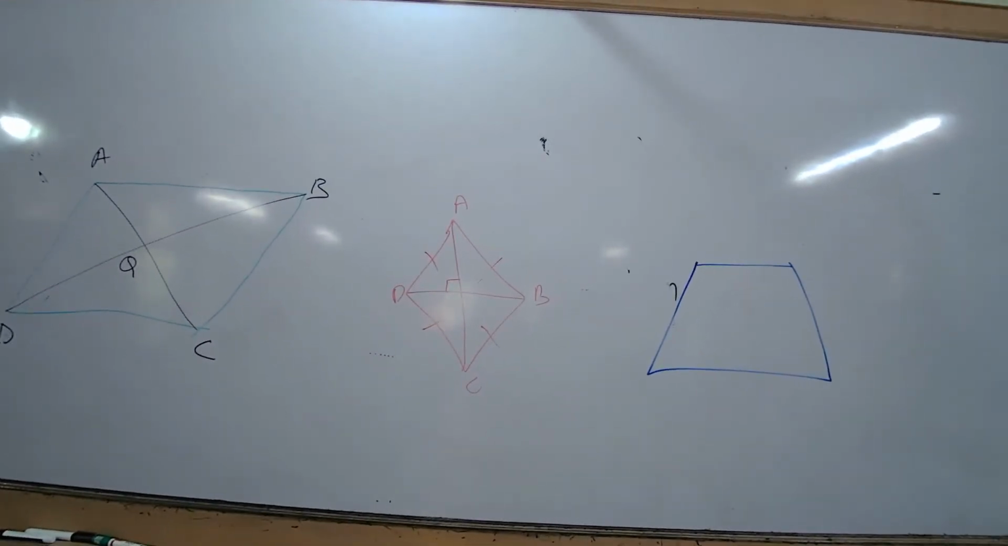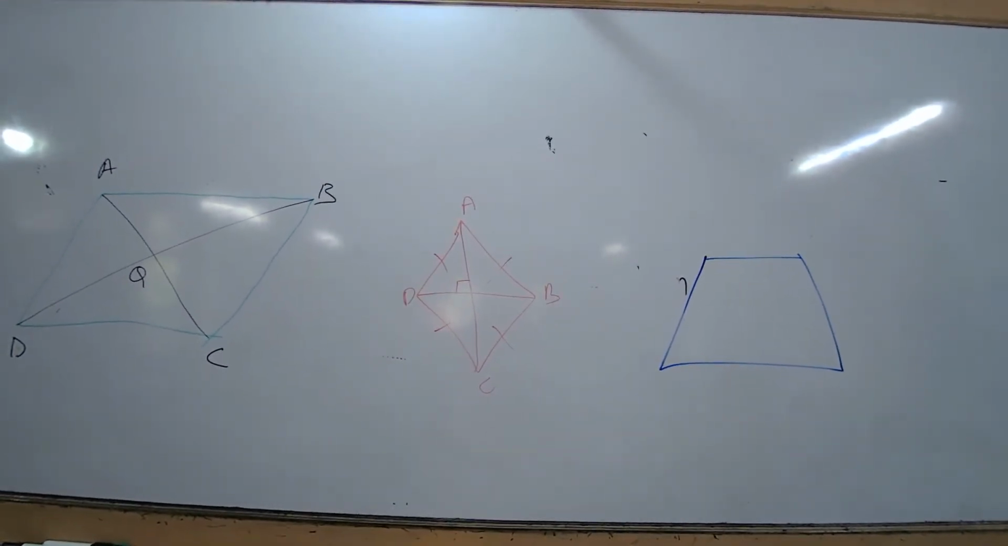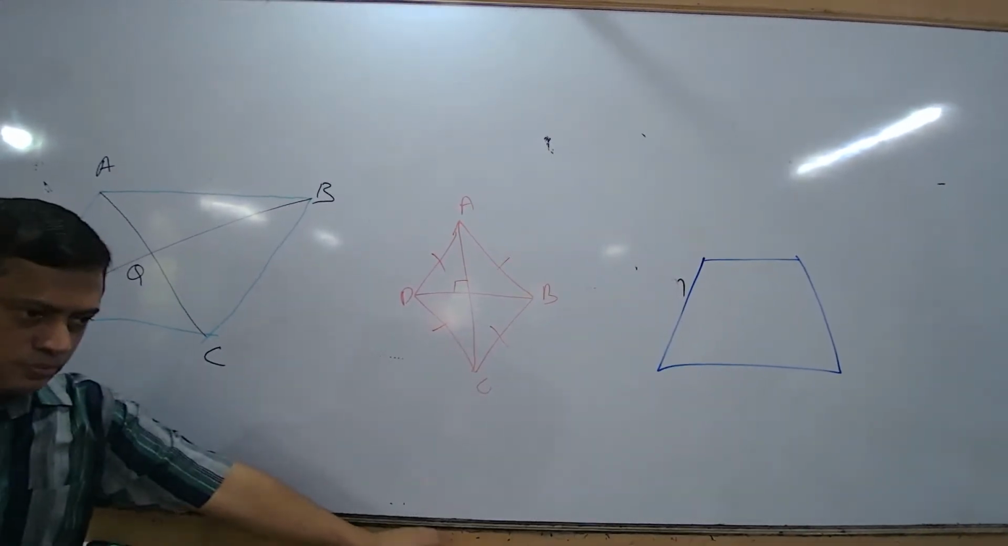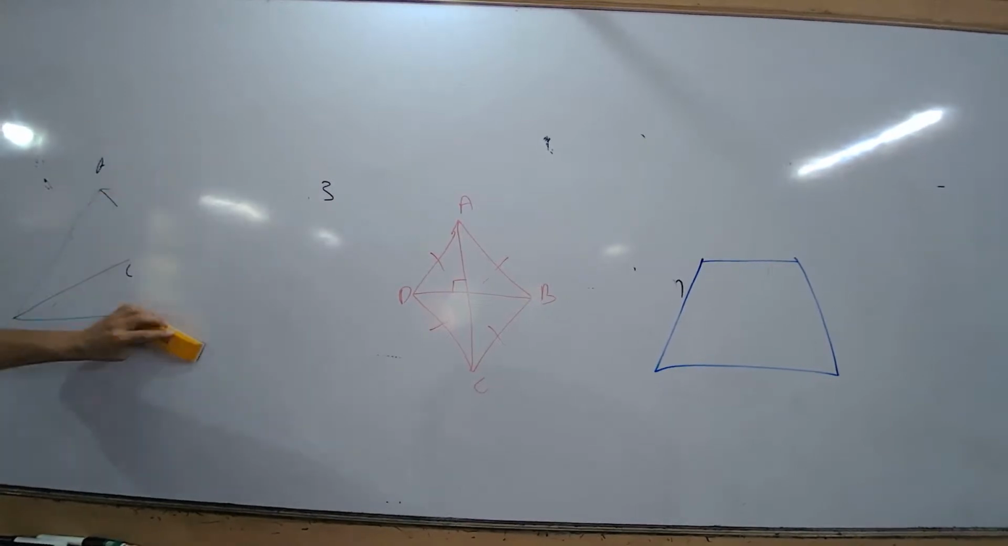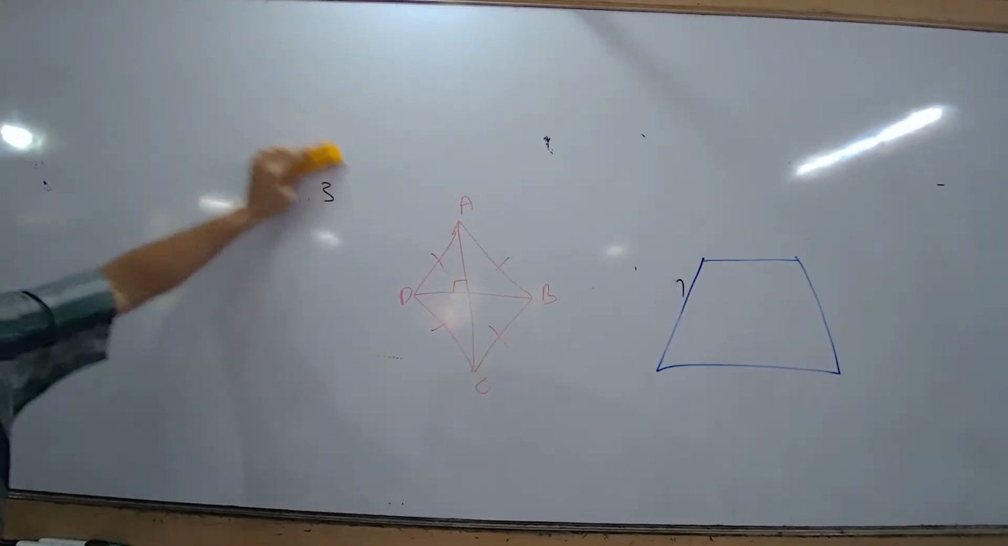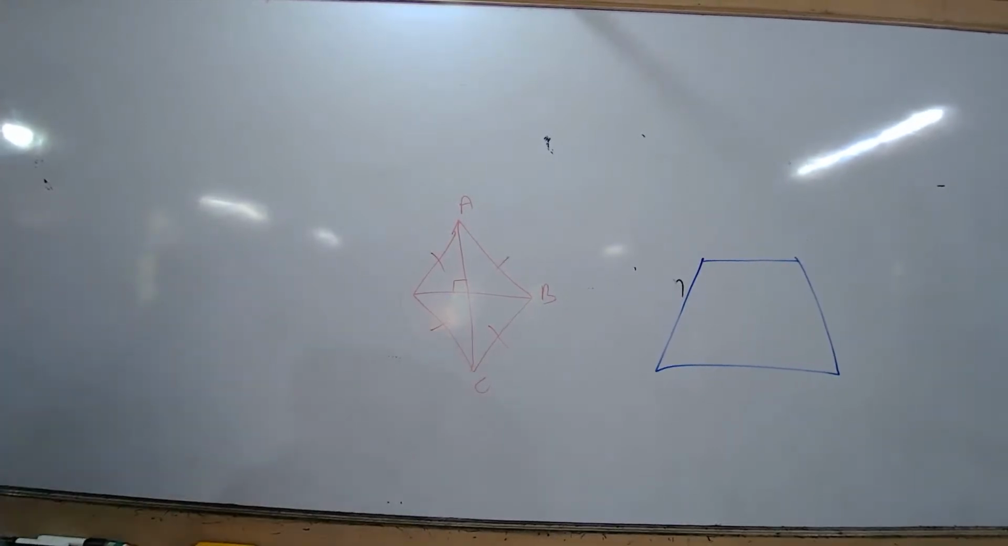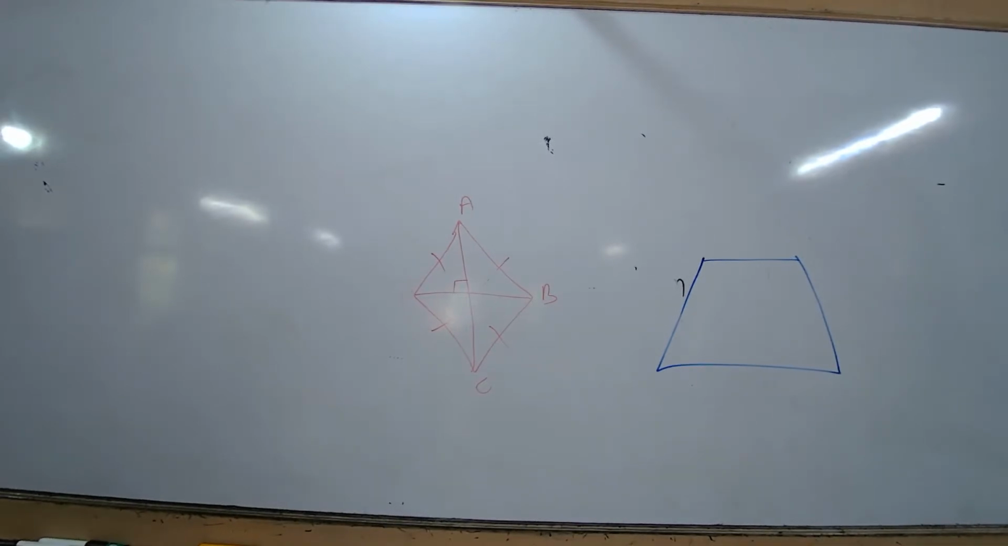What is a kite? Do you know? A kite is a quadrilateral with two pairs of adjacent sides equal. Both pairs of adjacent sides are equal. A kite is not a parallelogram, and a kite is not a rhombus. Understood or not? If it is not a parallelogram, it can never become a rhombus, rectangle, or square.